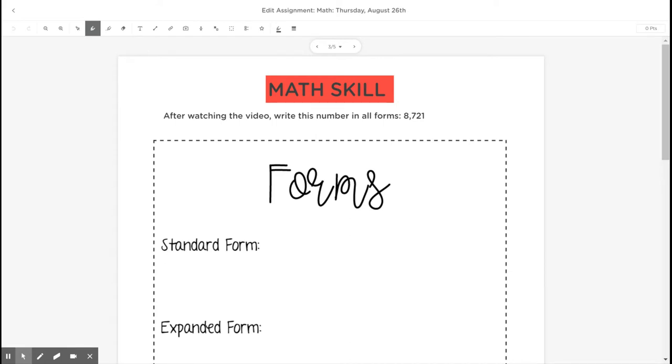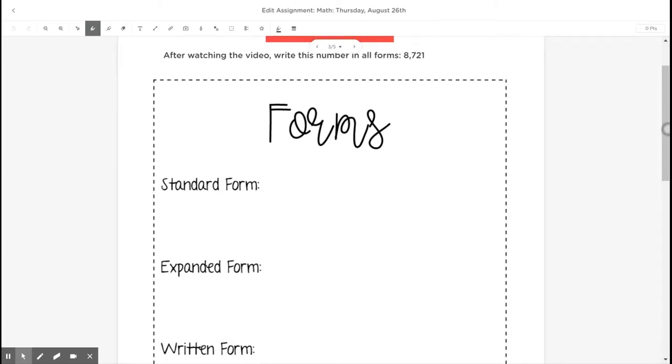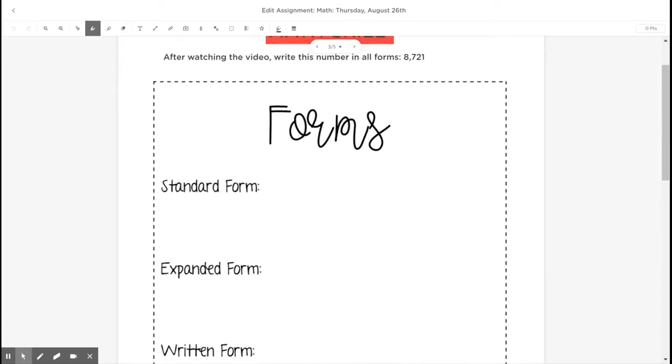We only use and when we use decimal points, and there are no decimal points in this number. You'll write it in standard form. Remember, standard form is the normal number form. Expanded form is when you underline each value, and that's actually what I would like you to do when you get to it.